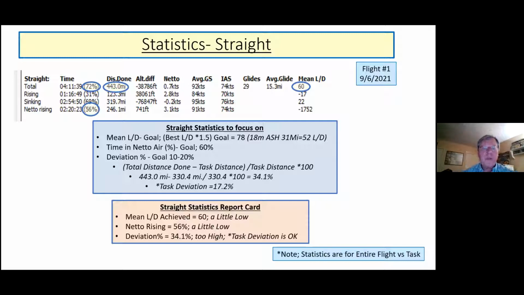And the goal for that is you want to try to keep that below 20, which I just barely did. So the report card for that part of it: L over D of 60 is a little low. Netto rising 56%, that's a little low. And the task deviation 34.1%, that's too high, but in this particular case I'm not going to get too concerned about it.